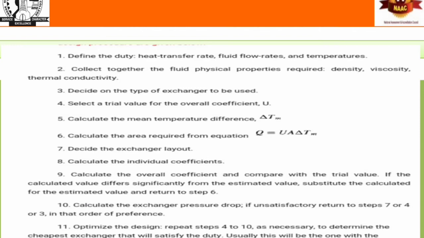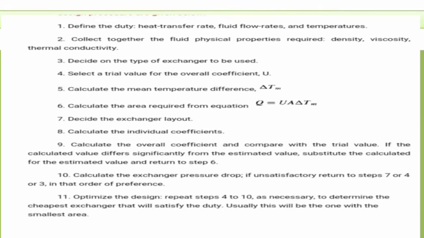Then finally we can calculate Q equal to UA delta T. This is the basic design equation used to calculate the heat load. Then next, after finding the heat load, we can find the heat transfer area. So Q equal to UA delta T, from which we can use the overall heat transfer coefficient. We are assuming delta T is the log mean temperature difference, Q is the heat load. From which we can calculate the area of the heat exchanger A.